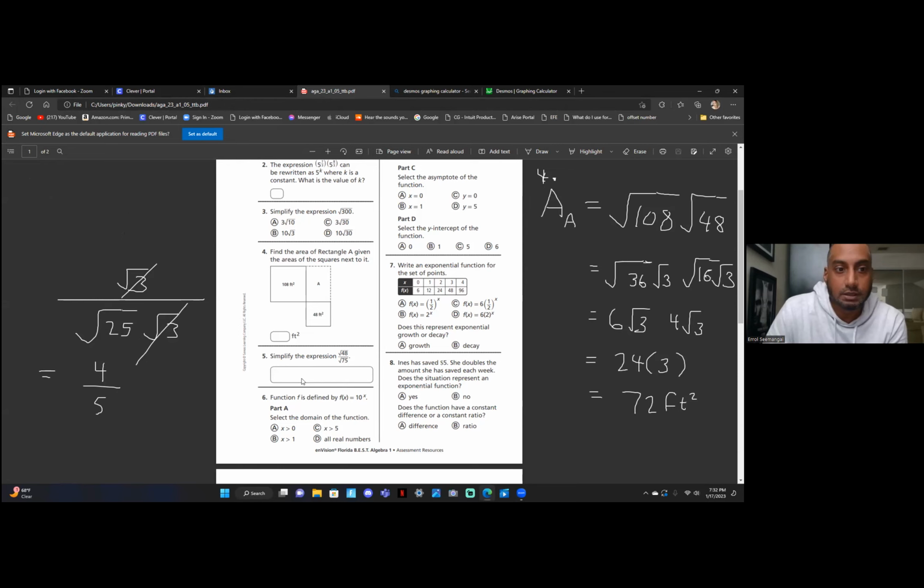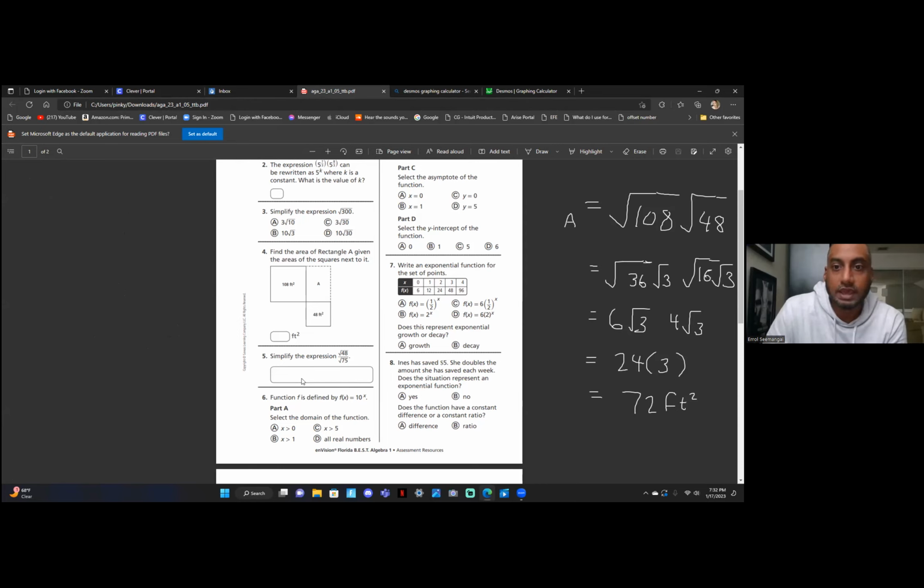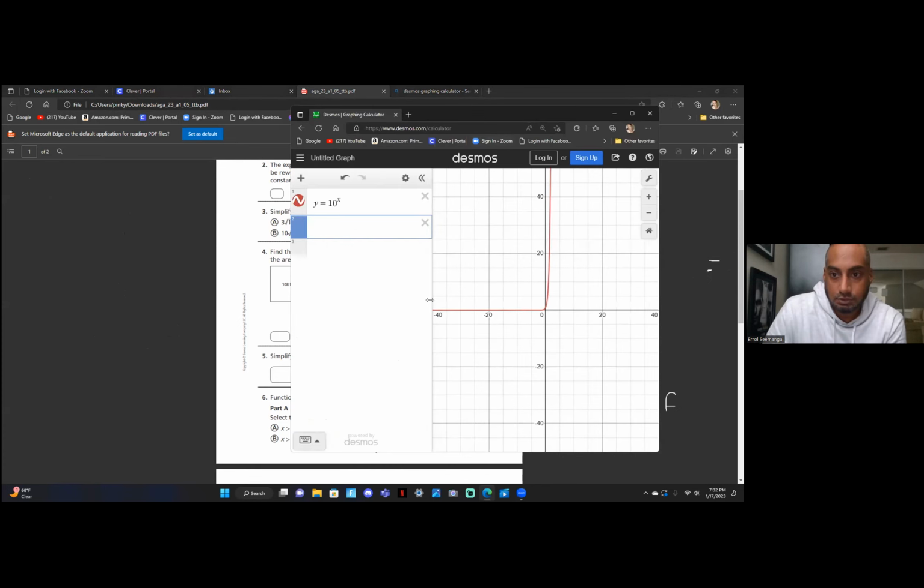What does domain mean again? All the X values that the graph takes or touches. Okay, go back to the graph. What X values does that graph take?